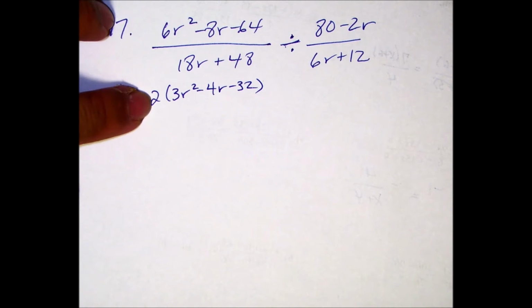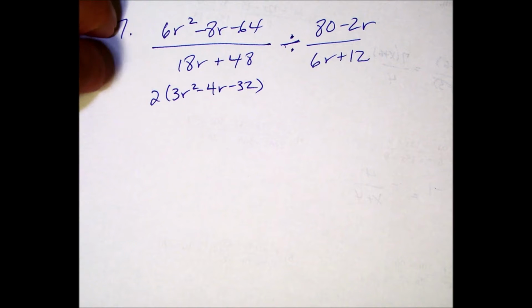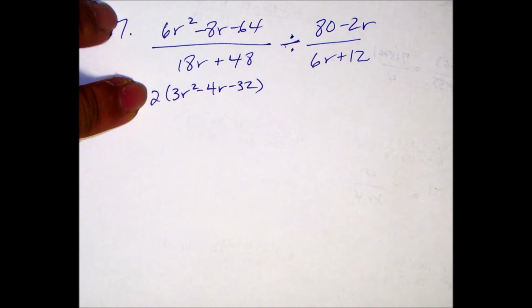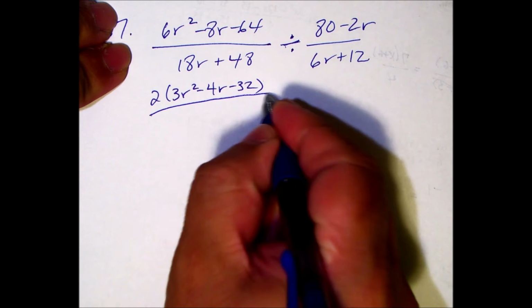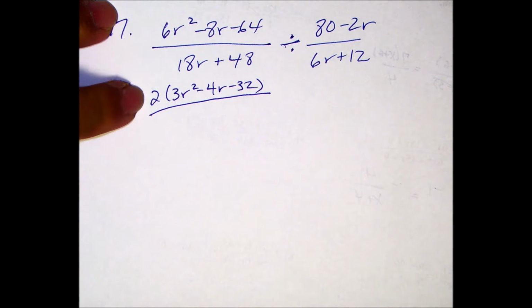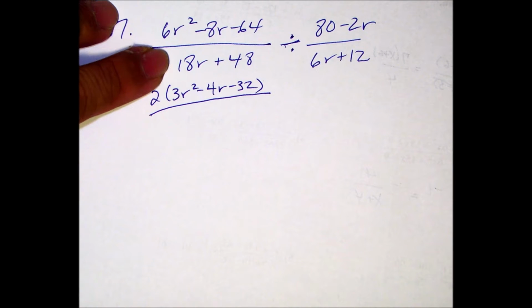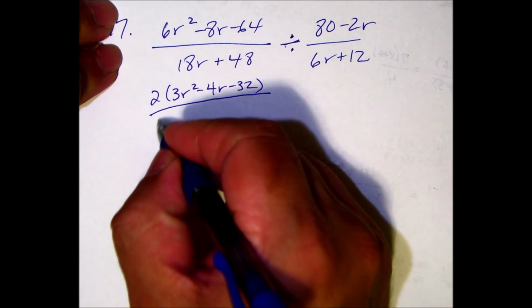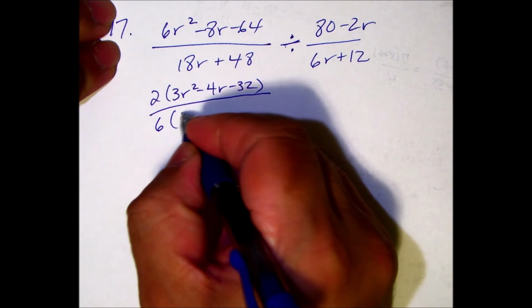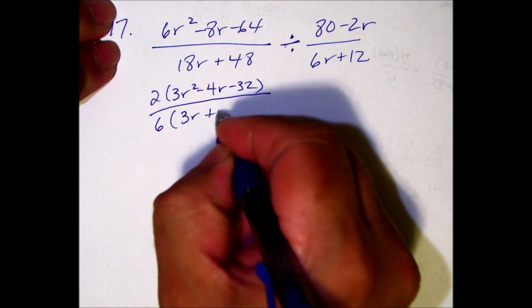Then I check. 3 is only 1 times 3, and 3 doesn't go into 4 and 32, so I factored out the correct number. I check to see if that was the largest factor, and it was. What's common between 18 and 48? 2 goes into both, and 3 goes into both, so 6 must go into both. And that's 3r plus 8.